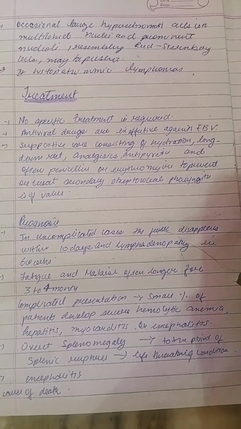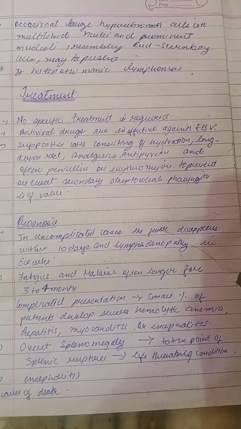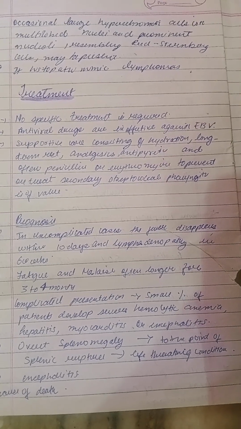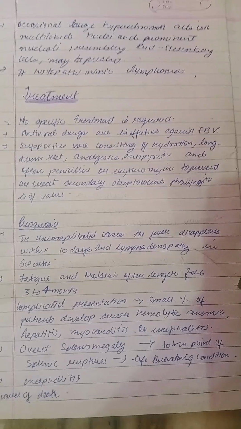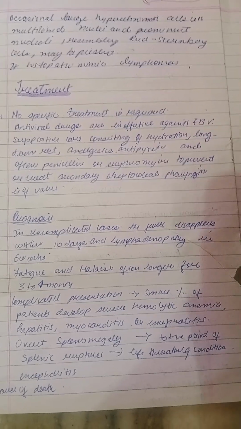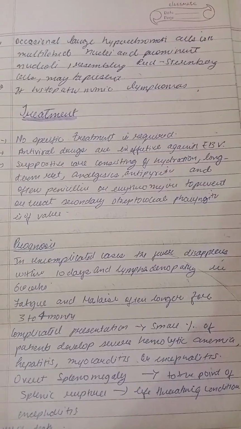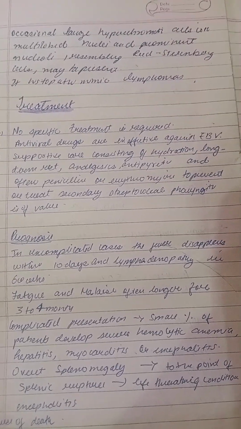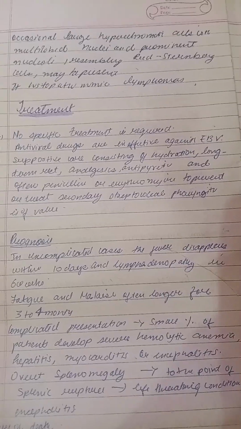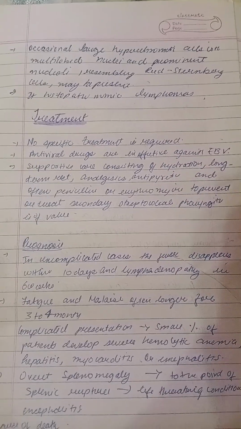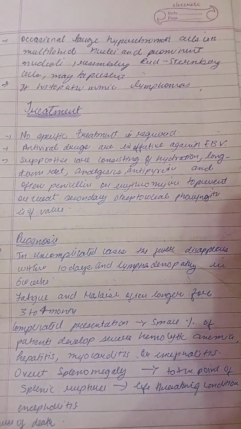Occasionally large hyperchromatic cells with multilobed nuclei and prominent nucleoli resembling Reed-Sternberg cells may be appreciated. See, Reed-Sternberg cells are seen mainly in lymphoma. So this kind of cell can be appreciated in infectious mononucleosis also. Its histopathology mimics lymphomas.